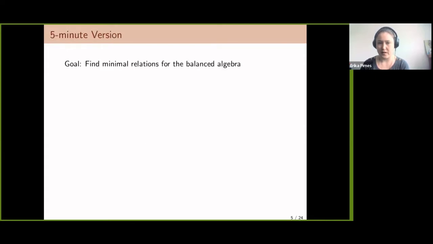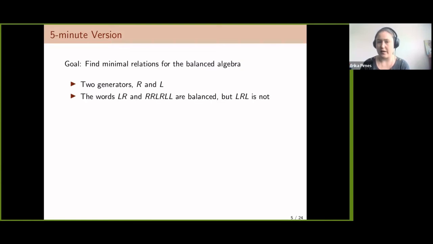So, we're finding minimal relations for the balanced algebra. That's the goal. So I have to tell you what the balanced algebra is. It has two generators called R and L. Then there's something called a balanced word. These two words are balanced because they have the same number of R's and L's. The last example is not a balanced word because it has too many L's compared to R's.